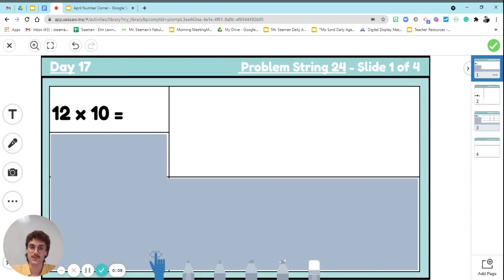What we're going to be doing today is a problem string. So you're going to need your Number Corner student books. Flip to the back sides of your pages so that you are at the problem string workspace. And then you are going to need something to write with, so that you are all set for today. If you don't have that, pause the video right now and go grab it.